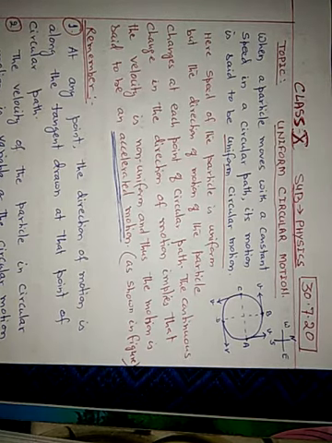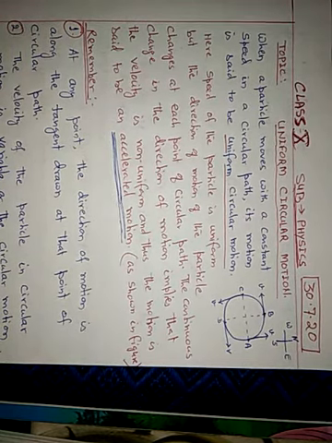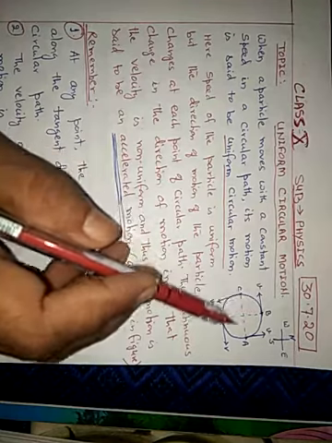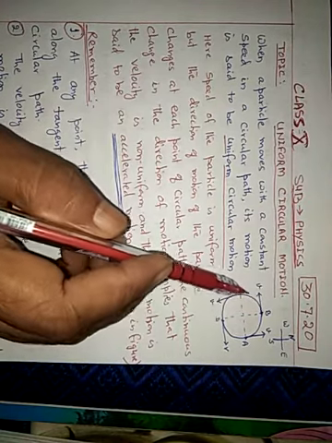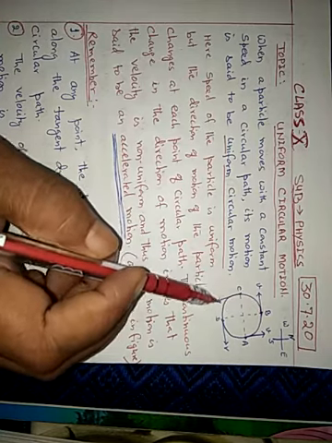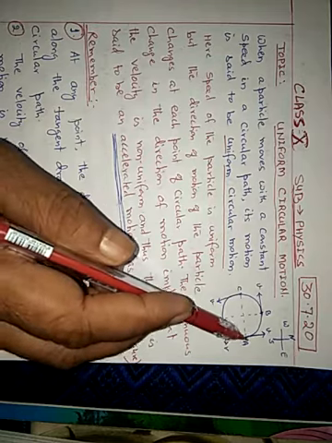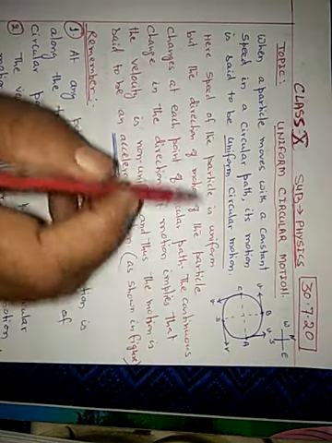As we know, when a particle moves with a constant speed in a circular path, its motion is said to be uniform circular motion. Suppose there is a particle that starts moving from A, and it constantly, with a constant speed, moves in the circular path. So this motion of the particle with a constant speed in the circular path is called uniform circular motion.